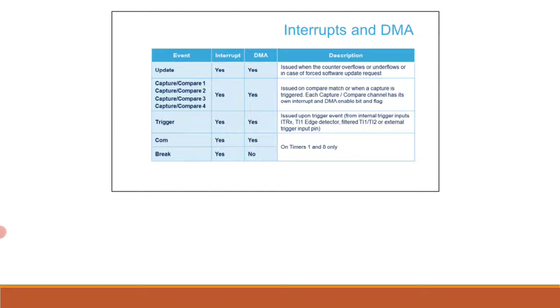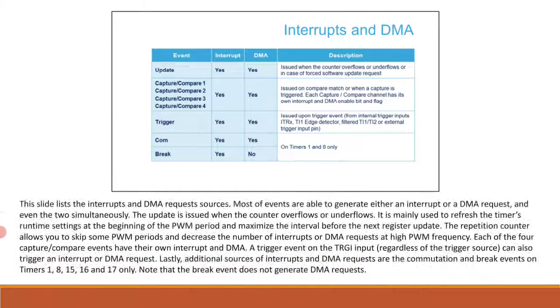Lastly, additional sources of interrupts and DMA requests are commutation and break events on timers 1, 8, 15, 16 and 17 only. I repeat, additional sources of interrupts and DMA requests are commutation and break events on timers 1, 8, 15, 16 and 17. Note that the break event does not generate a DMA request.